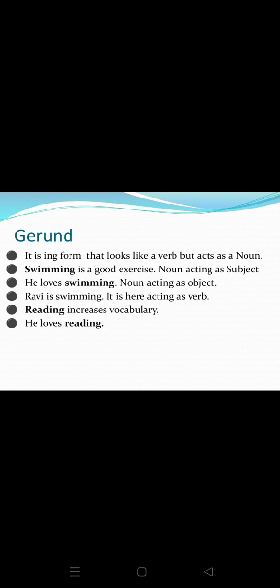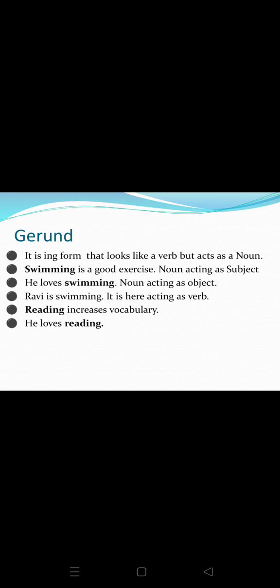So, gerund actually is ing form of the verb that looks like a verb but acts as a noun. So, ing form of the verb that acts as a noun is a gerund. Simple. So, swimming is a good exercise. Swimming is acting as a noun over here, acting as a subject, so it is a gerund.